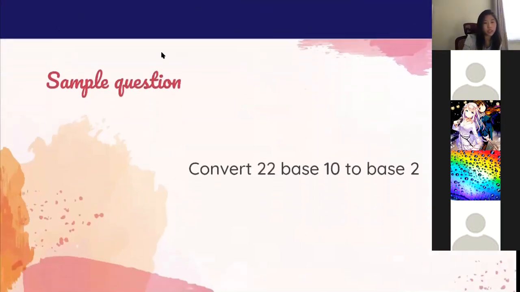Okay, so go ahead and work on this question. Convert 22 base 10 into base 2.